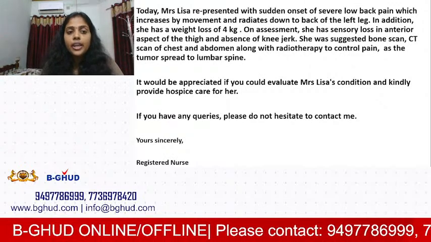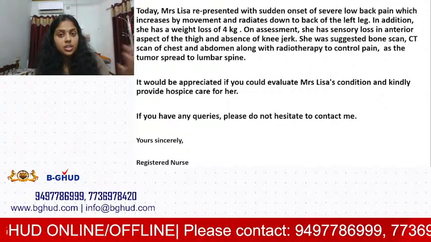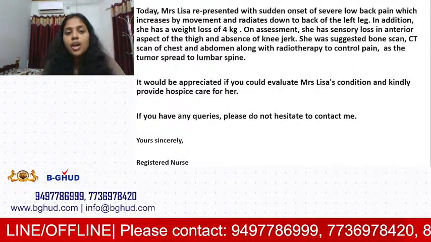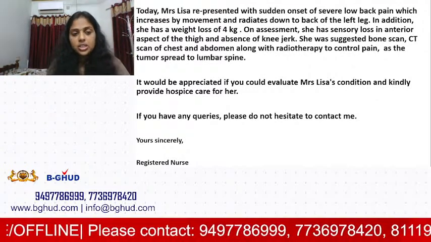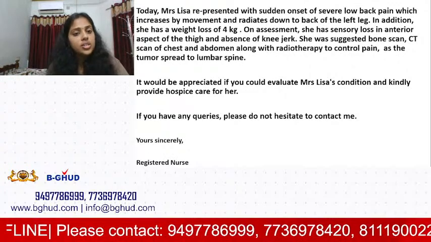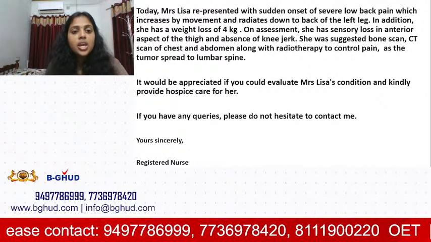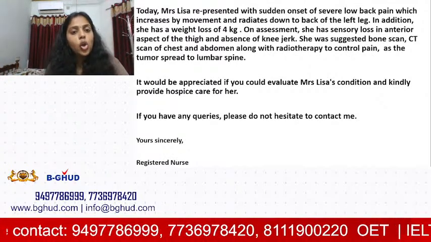Okay, so today, comma, Mrs. Lisa represented. Okay, because already her first visit is over, her subsequent visits are over, and now she represented with sudden onset of severe low back pain which increases by movement and radiates down to back of the left leg.